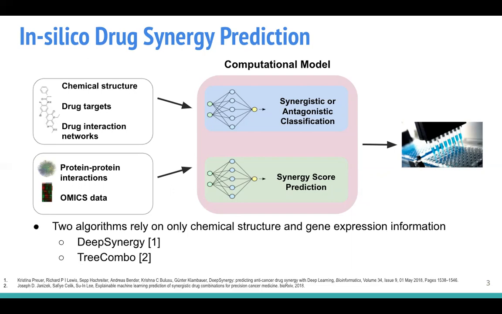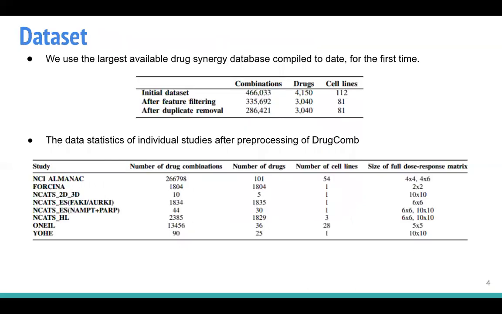There are different models in the literature, but we focused on two algorithms which only rely on the chemical structure and the gene expression information. The first one is DeepSynergy, a deep learning model. The second one is TreeCombo, an XGBoost algorithm for drug synergy prediction.